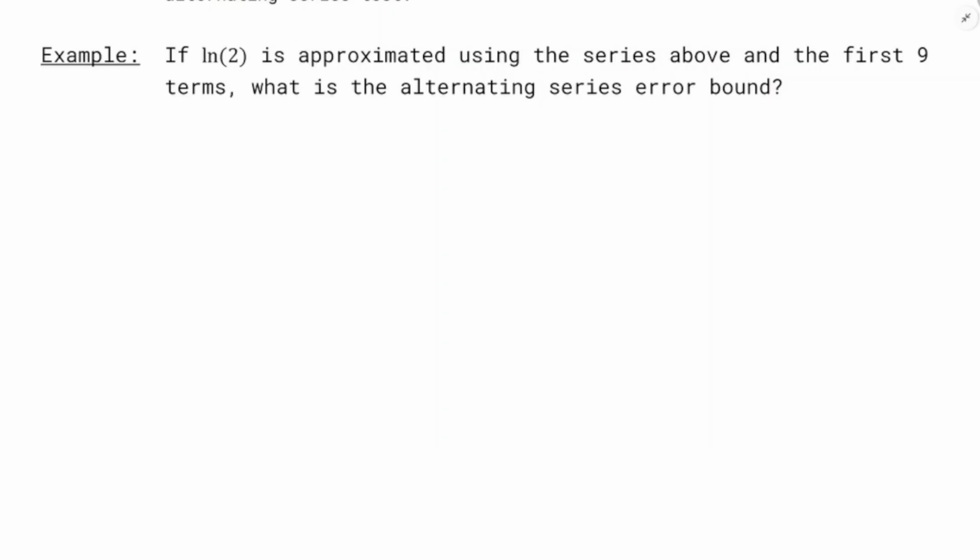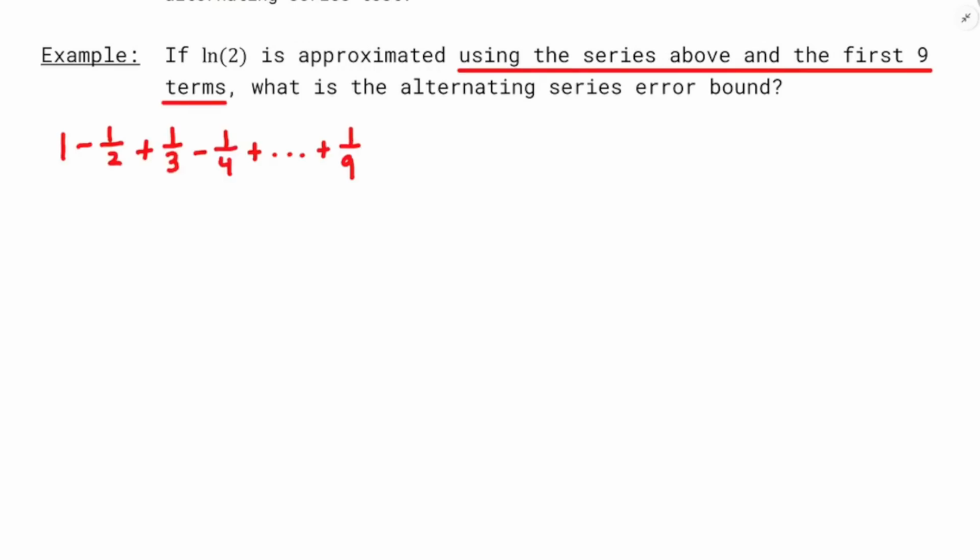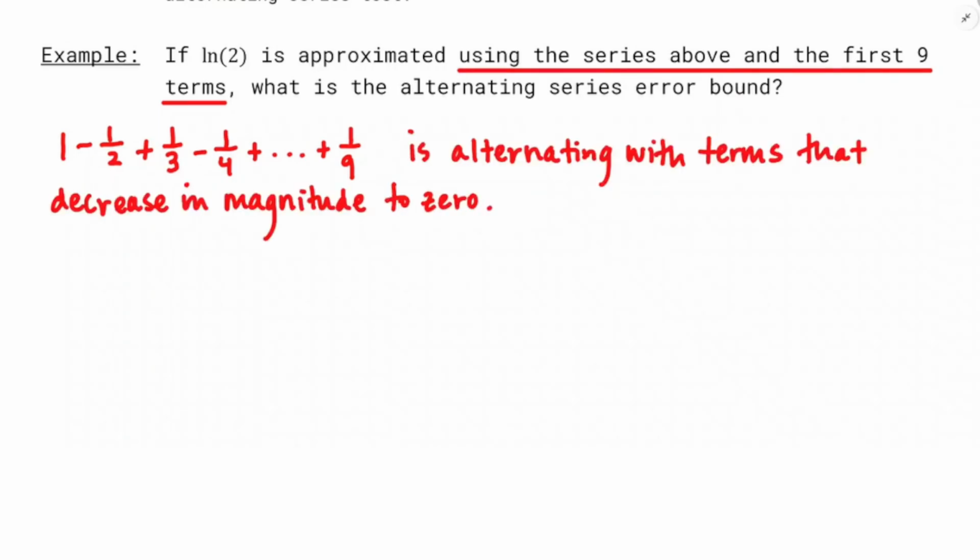So, when they say it is approximated using the series above in the first 9 terms, what we mean is that we're going to do 1 minus a half plus a third minus a fourth all the way up, and we're going to stop at 1/9. And so there's going to be some error in not adding up all infinity of the terms, right? We're not going to get all the way to the exact answer. But we notice that this is an alternating series that's going to converge by the alternating series test. It's alternating with terms that decrease in magnitude to 0. That means it converges, and that means we can use the alternating series error bound.